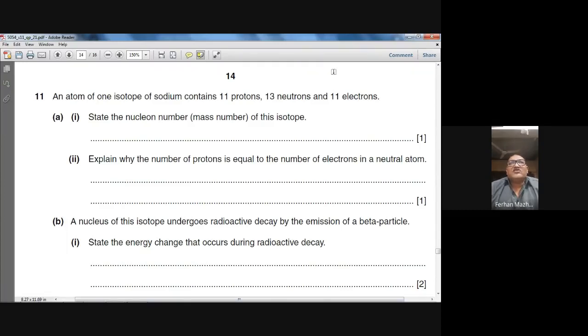An atom of one isotope of sodium contains 11 protons, 13 neutrons, and 11 electrons. State the nucleon number, mass number of this isotope. You know that the nucleon number of an atom is equal to the proton number plus the number of neutrons. So we have 11 protons, 13 neutrons. Just add them up and the answer will be 24. So the nucleon number will be 24. Let me show you my work.